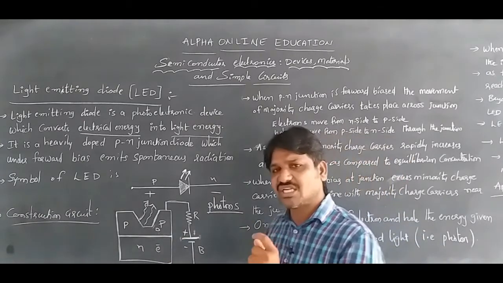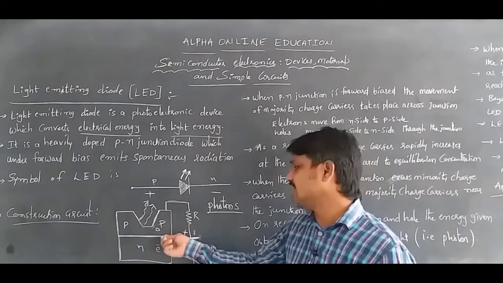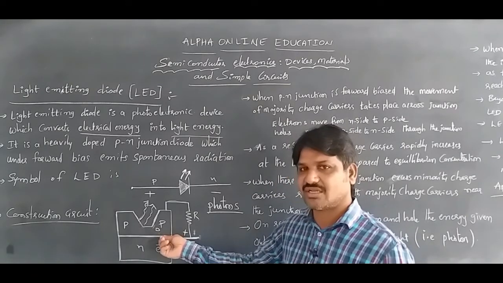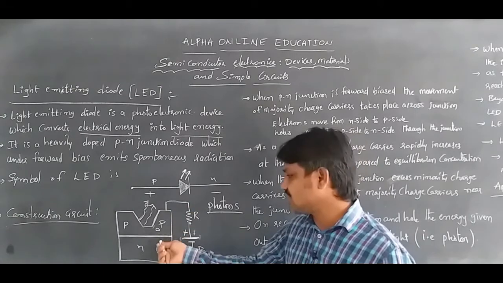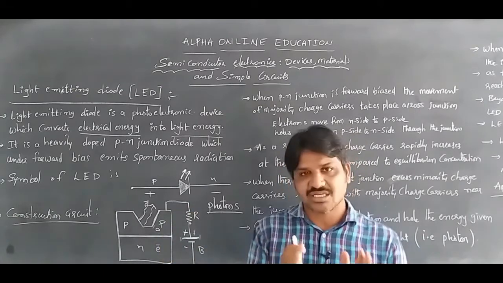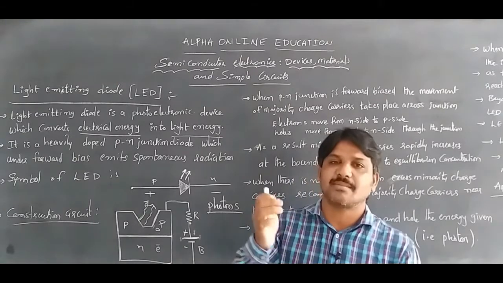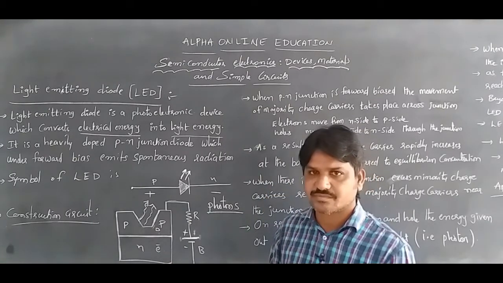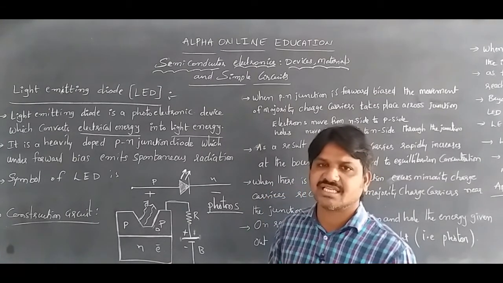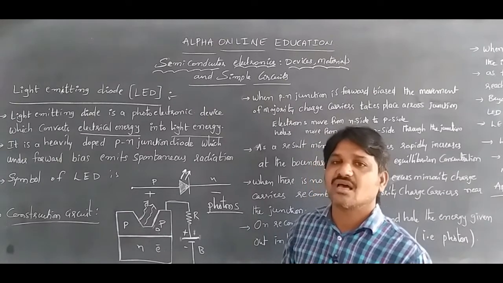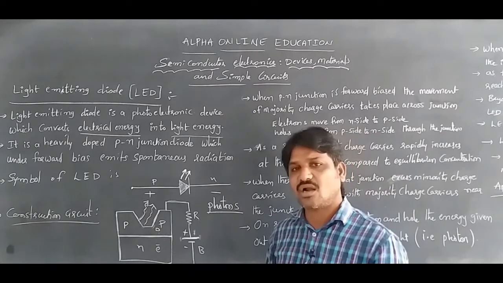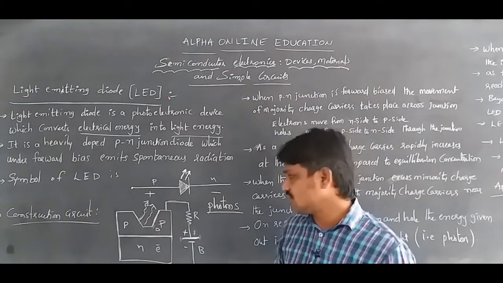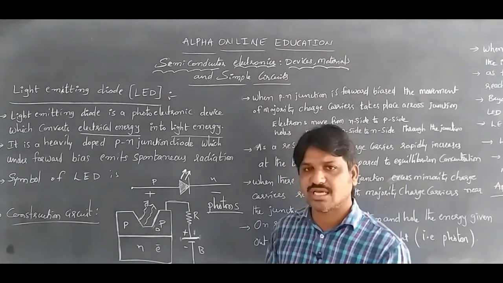The minority charge carriers increase rapidly at the junction. When there is no bias at the junction, the minority charge carriers recombine with the majority charge carriers and emit radiation in the form of heat and light. Those are called photons. So the forward current will be passing through the circuit.